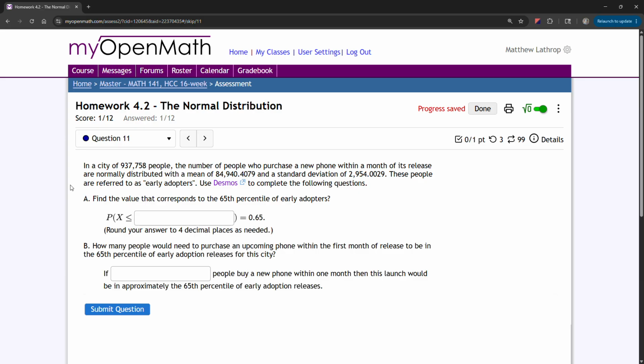So in this problem, we're told that in a city of 937,758 people, the number of people who purchase a new phone within a month of its release are normally distributed with a mean of 84,940.4079 and a standard deviation of 2,954.0029. These people are referred to as early adopters. We want to find the value that corresponds to the 65th percentile of early adopters.